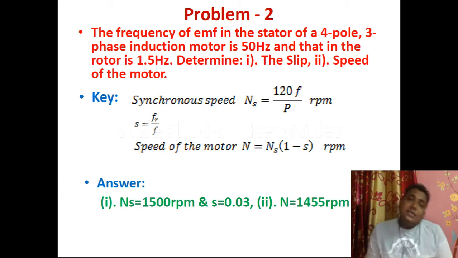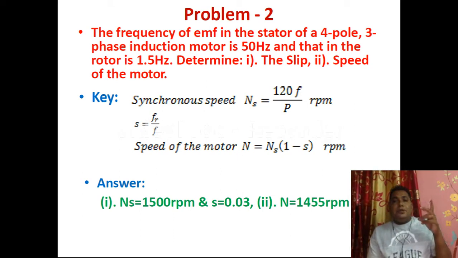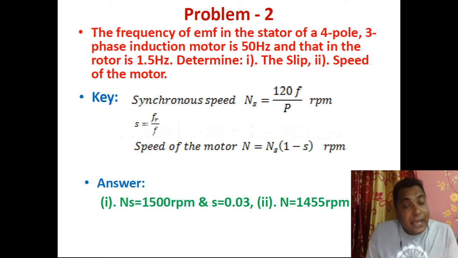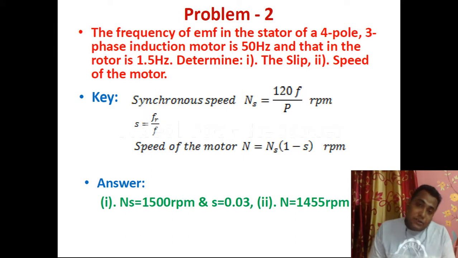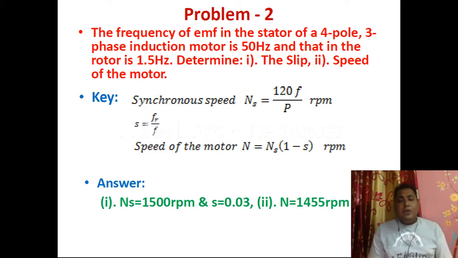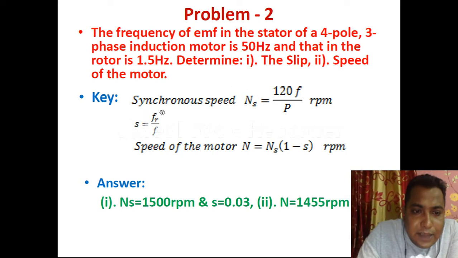how to find out the slip? So see, stator flux frequency is given, 50 Hz. At the same time Fr, that is the rotor frequency, that value is also given. What is the value? 1.5 Hz. And we know the formula Fr is equal to S into Fs. See, follow this one. Fr is equal to, already we know that, S into Fs.